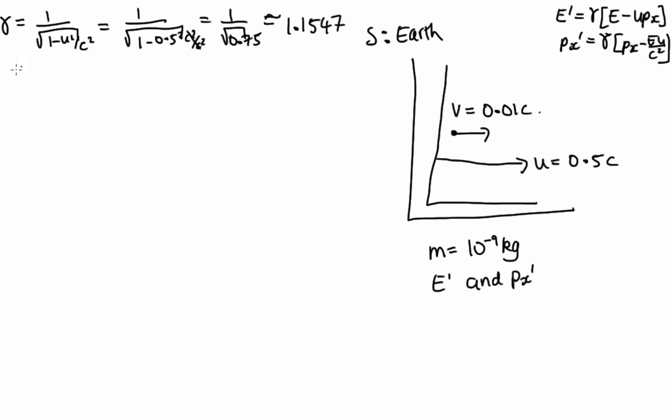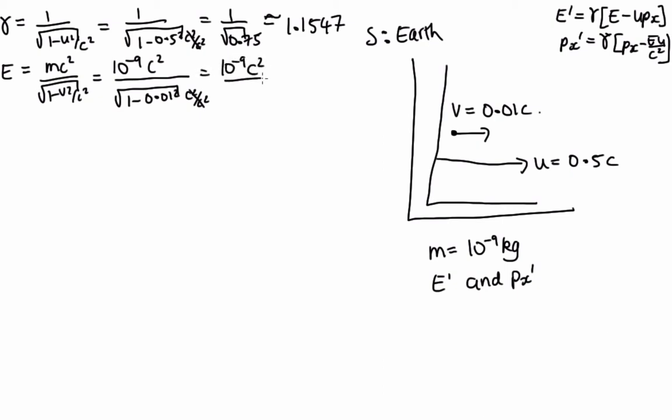Okay, next we're going to have to work out what E is. E is equal to mc squared over the square root of 1 minus v squared on c squared. And so we've got 10 to the minus 9 c squared over the square root of, now v in this case is 0.01c, so 1 minus 0.01 squared c squared on c squared. Those will cancel, and so we end up with 10 to the minus 9 c squared over the square root of 0.9999. Solving this one on the calculator, we get 1.00005 times 10 to the minus 9 c squared joules.